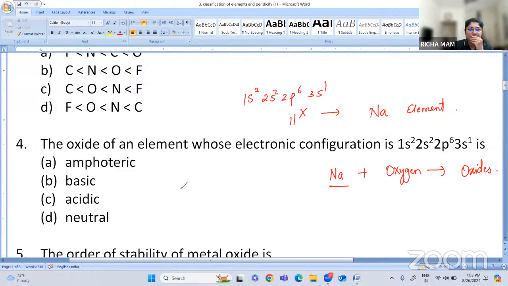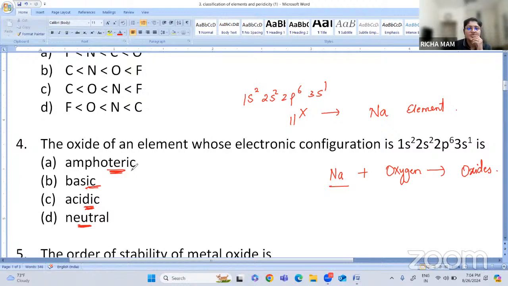Now this oxide, what is it? Is it amphoteric in nature? Is it basic in nature? Is it acidic in nature, or is it neutral in nature? Amphoteric means it acts both as acid and base. Basic means it is alkaline in nature. Acidic means it has acidic pH. And neutral means acting as a neutral substance.